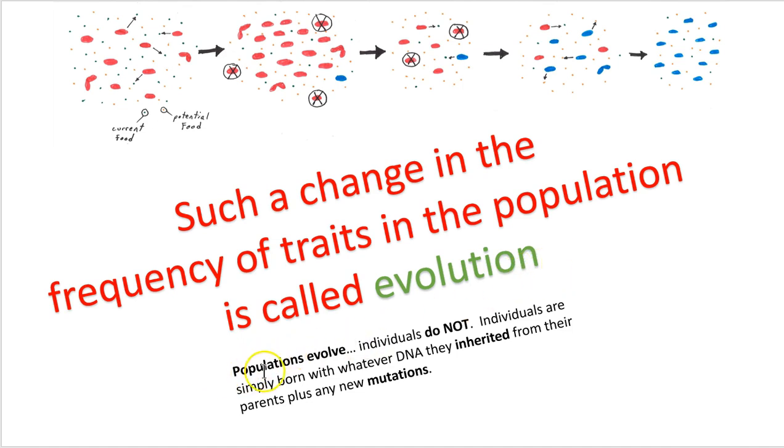It's important to note that populations evolve, individuals do not. Individuals are simply born with whatever DNA they inherited from their parents, plus any new mutations. So the blue bacterium was born with a mutation. It inherited lots of DNA from the red parents, but it has a new mutation. Now, it was born that way. It's not that in the course of their lives the red ones are turning blue. No, the blue ones were born that way, and they are out reproducing. They are reproducing more successfully than the red competitors.